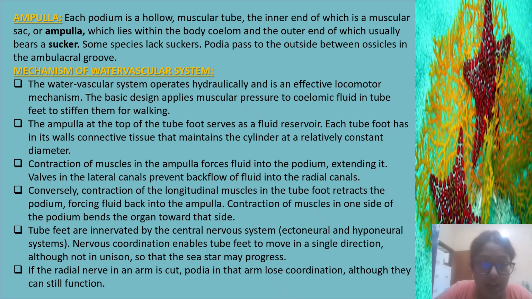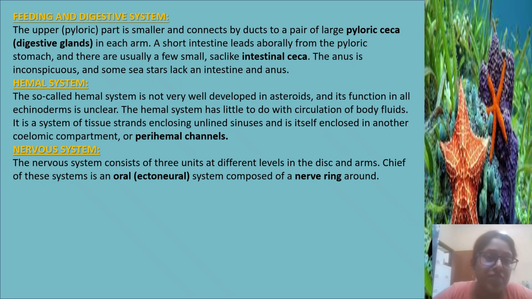Next, tube feet are innervated by the central nervous system, that is ectoneural and hyponeural systems. Nervous control enables tube feet to move in a single direction, although not in unison, so that the sea star may progress. If the radial nerve in an arm is cut, podia in that arm lose coordination, although they can still function. Next, feeding and digestive system of the starfish.